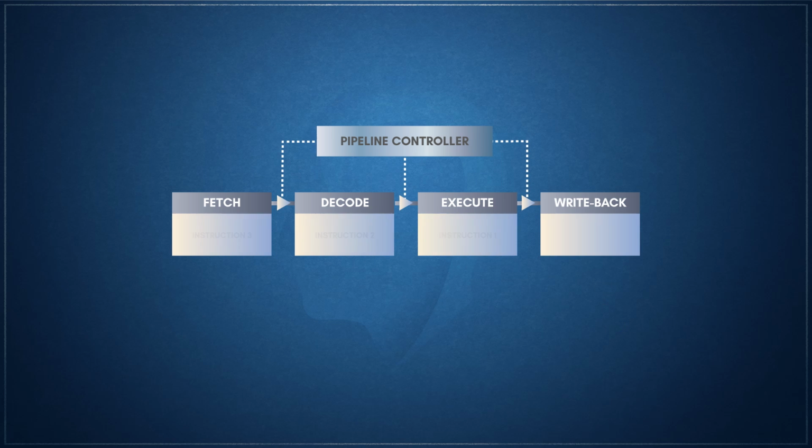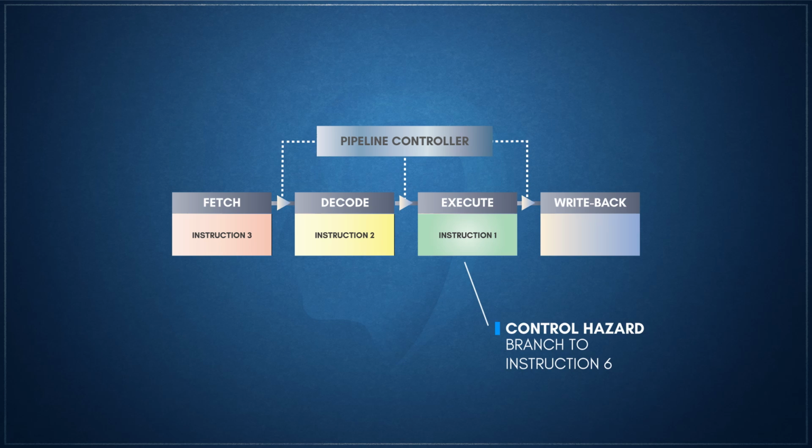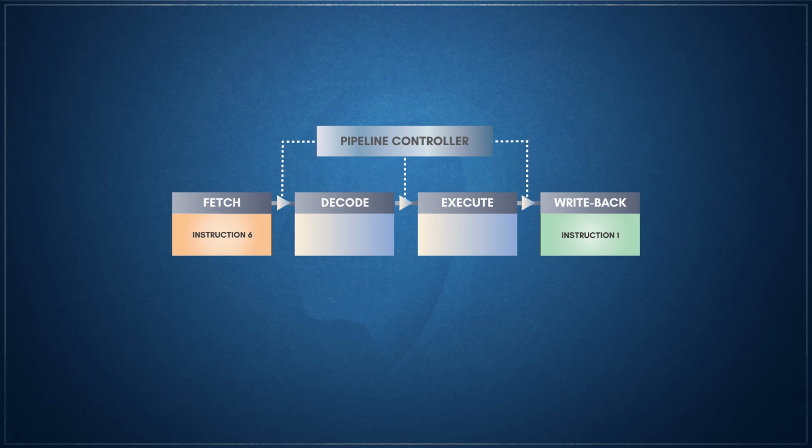Hazards can also occur when a program branches. Known as a control hazard, this condition emerges when a conditional branch instruction is still in the process of executing within the pipeline as the incorrect branch path of new instructions is being loaded into the pipeline. Once the branch is executed and the correct path is known, the pipeline must be flushed and reloaded with this new instruction path, resulting in a performance penalty.